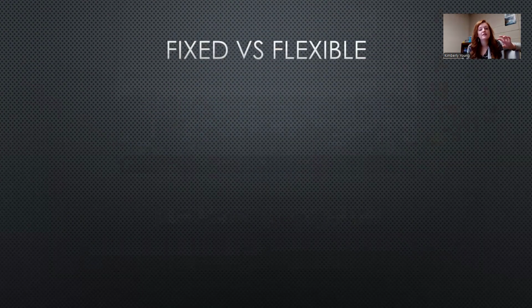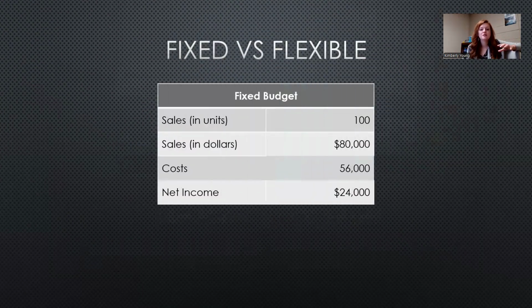So we're going to start looking at the difference between fixed versus flexible. So for this fixed budget, they are going to assume they're going to sell 100 units. That will be $80,000. And they think their costs to go along with that will be $56,000. So they'll have a net income of $24,000. So that is their fixed budget that they've made for this.